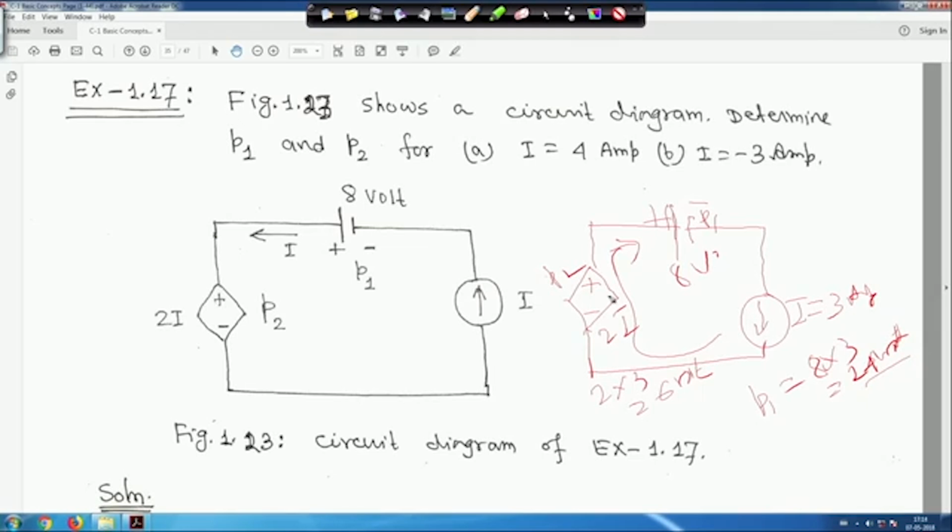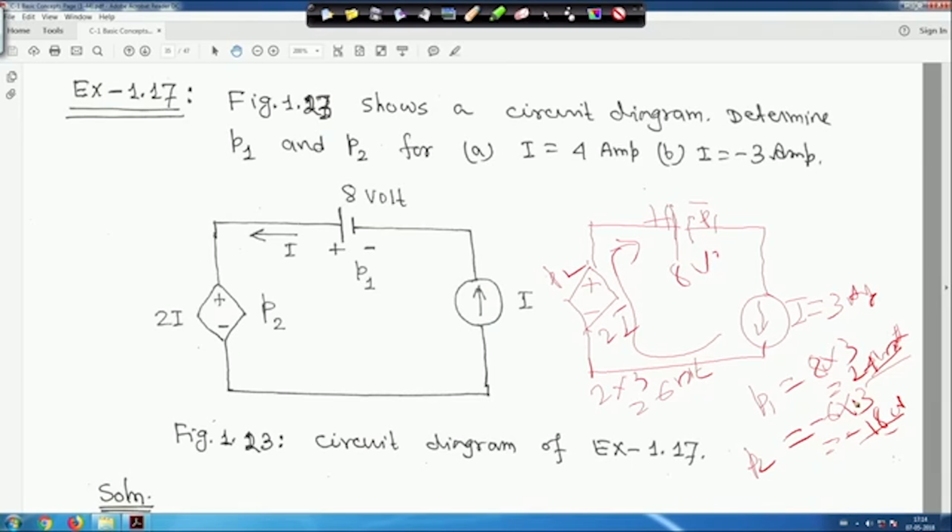Now for the dependent voltage source, the current is leaving the plus terminal. So P2 will be negative, power supplied. The dependent voltage is 2 into 3, so 6 volt, and it is 6 into 3, so it is minus 18 watt. The minus sign means power supplied, and the other is absorbed. So if you add 24 minus 18, the algebraic sum, a difference of 6 is there.